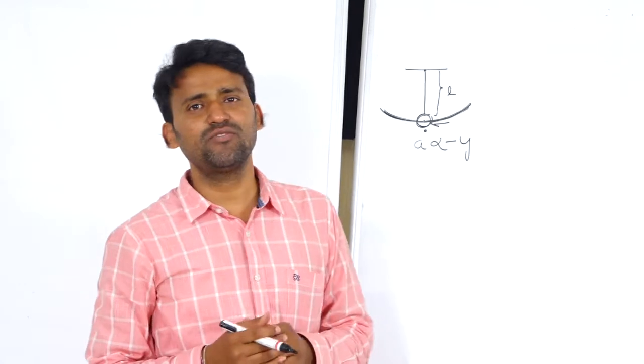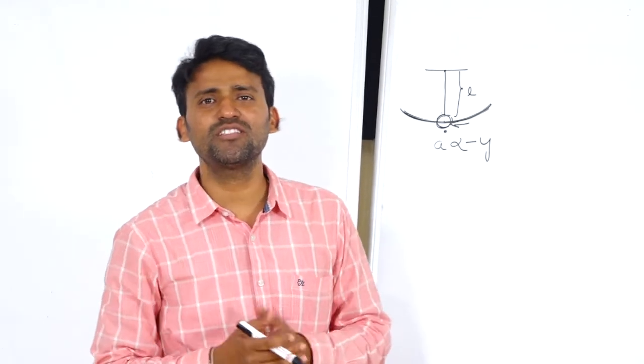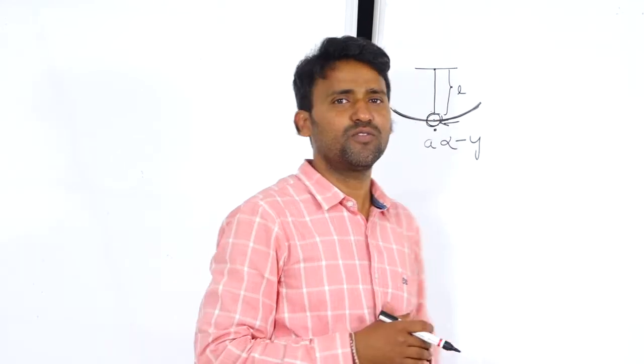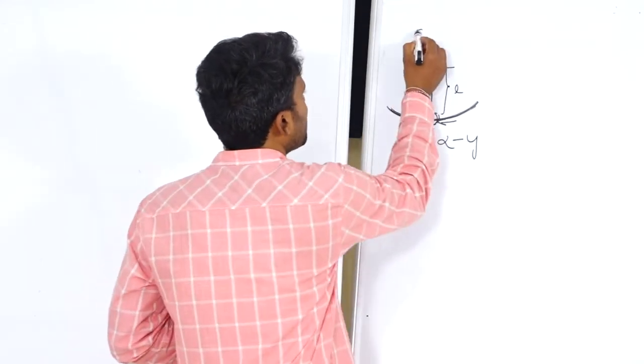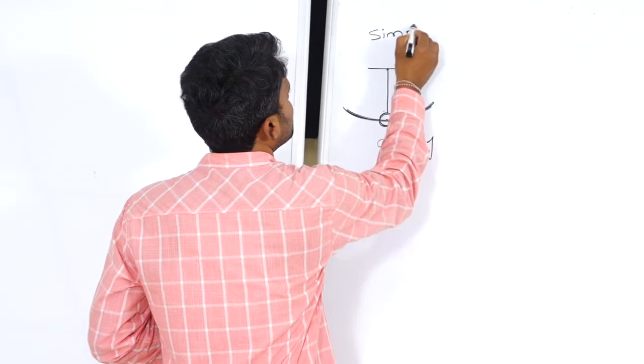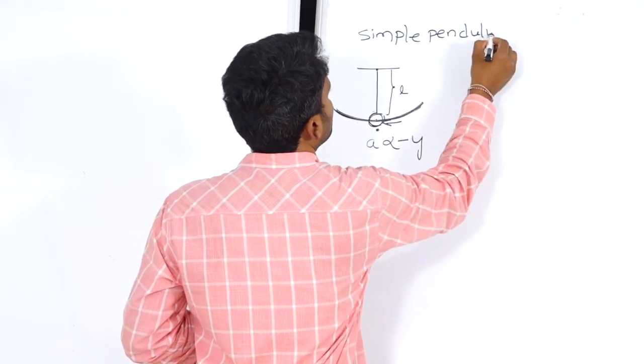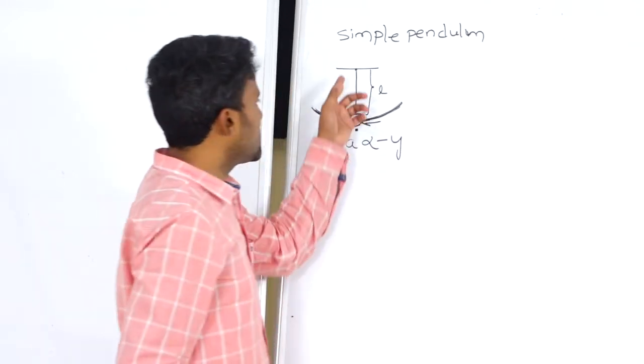Now how can we derive this equation? We know the time period is equal to 2 pi under root of L by g. That we are deriving now. So, simple pendulum derivation. This is a simple pendulum.